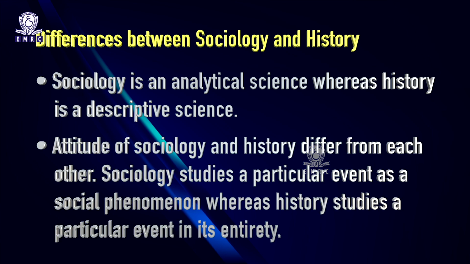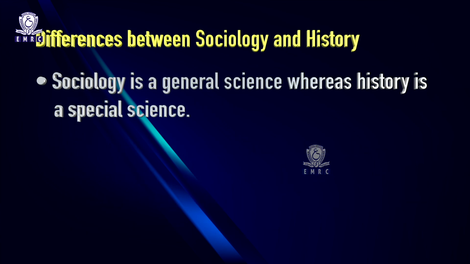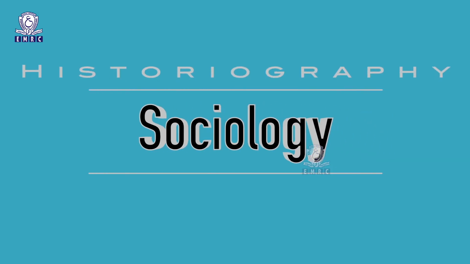The attitudes of sociology and history differ from each other. Sociology studies a particular event as a social phenomenon, whereas history studies a particular event in its entirety. Sociology is a general science, whereas history is a special science. However, it is becoming extensively clear that historiography and sociology cannot be radically separated. They deal with the same subject matter, namely men living in societies, sometimes from the same point of view, and the trend indicates that the two shall continue to borrow from each other extensively.